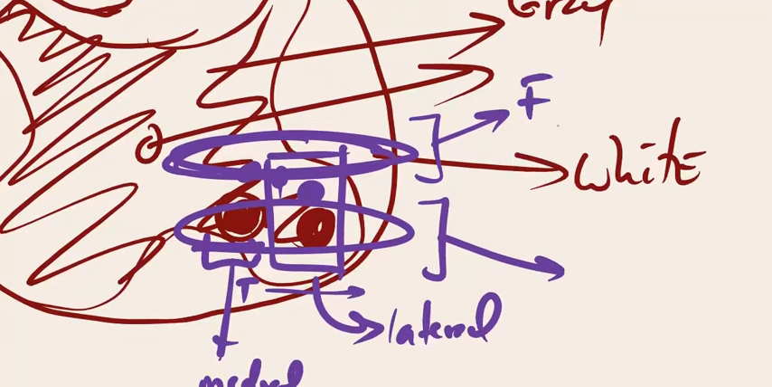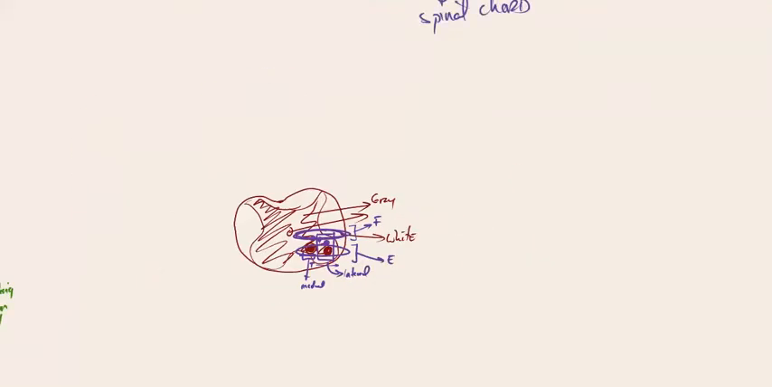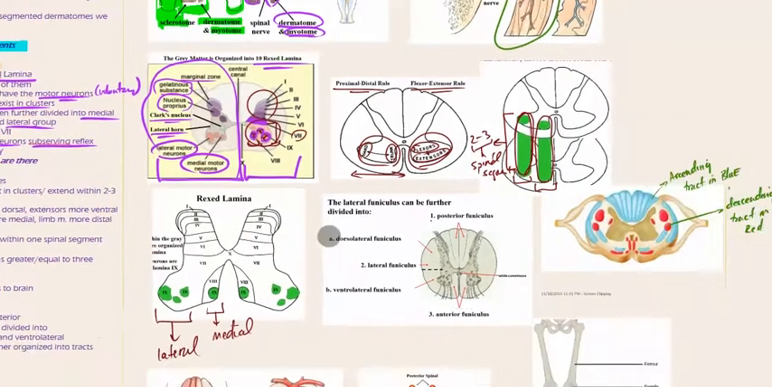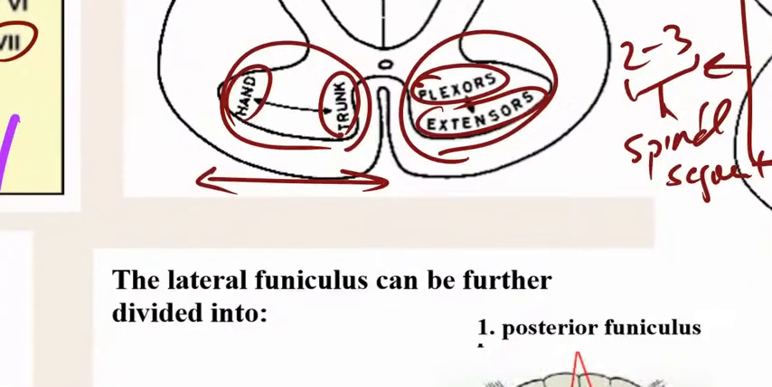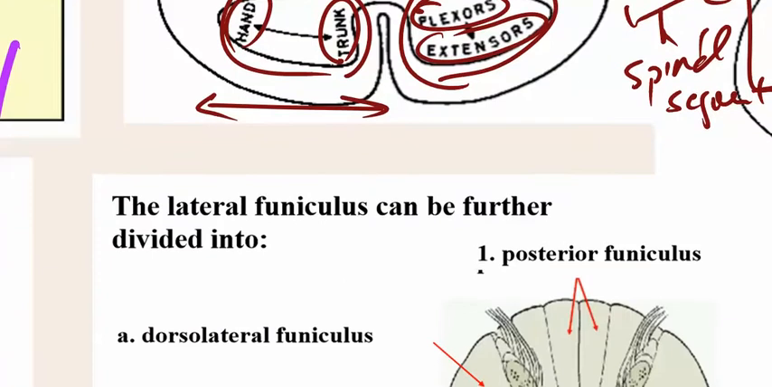Okay, flexors. And then extensors would be more ventral. We're just considering the motor ones, just as an example. So Rexed laminae. In comparison to flexors, extensors are more ventral, right? Yes, exactly.